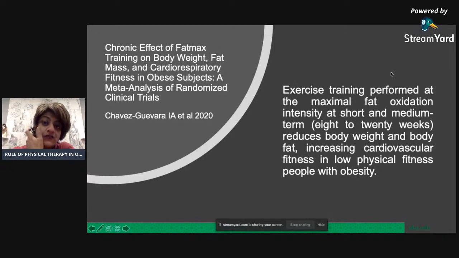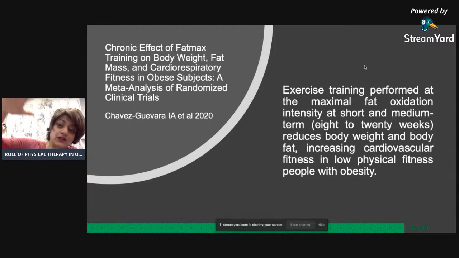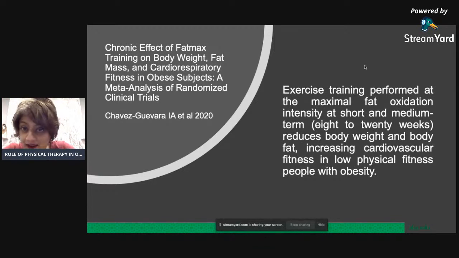And what they found was that exercise training done at maximal fat oxidation intensity at short and medium term, so at 8 weeks to 20 weeks, actually reduced body weight and body fat. It improved cardiovascular fitness in individuals that are obese.